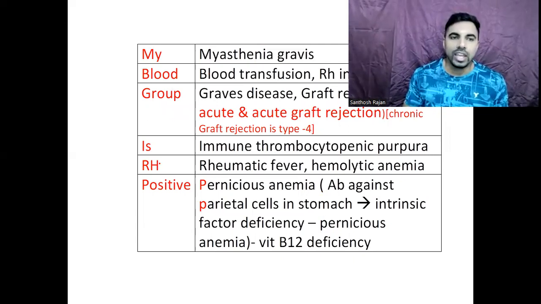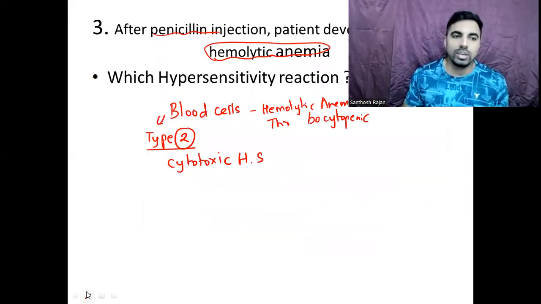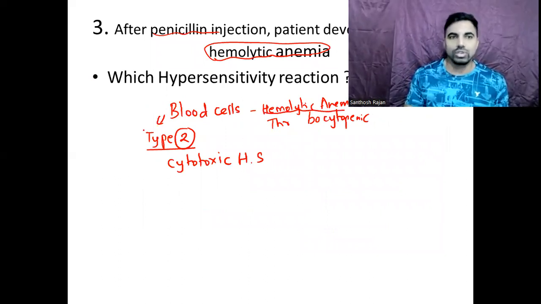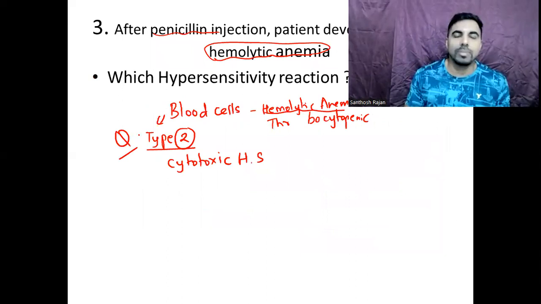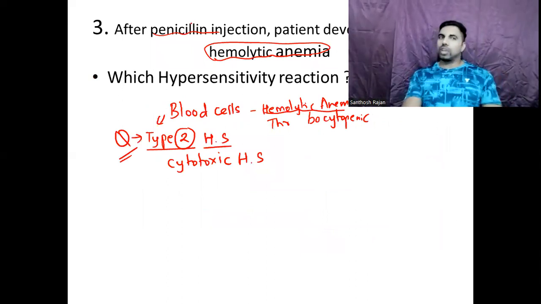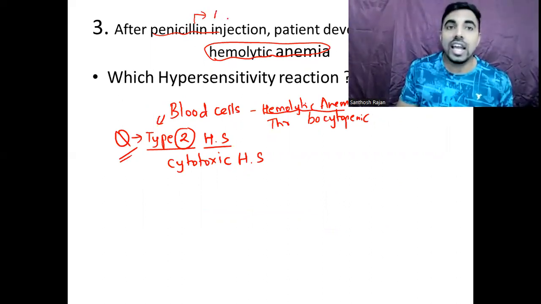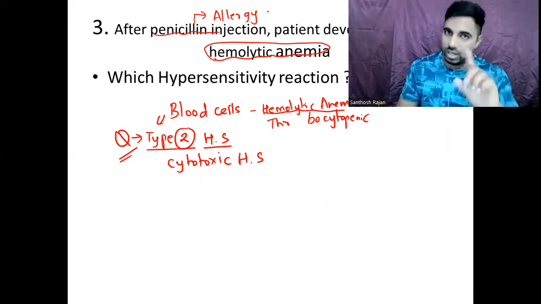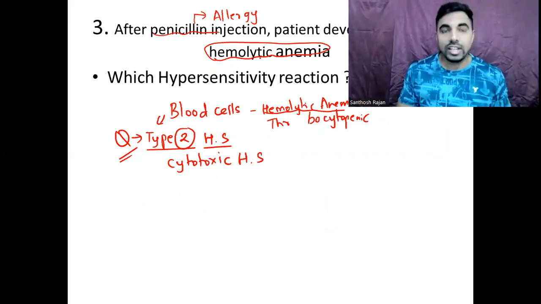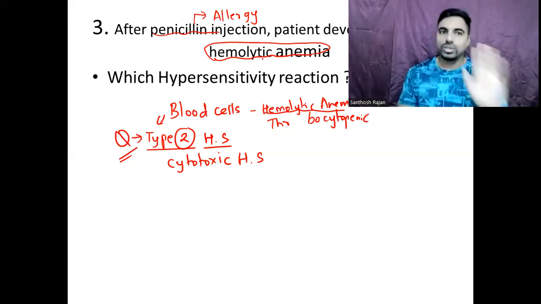If you remember, H for hemolytic anemia. So any hemolytic anemia, not only immune, any hemolytic anemia, that would be your type 2 hypersensitivity reaction. So your answer is type 2 hypersensitivity reaction. Okay. But you might have a little bit of confusion if you give a penicillin injection. If they give a penicillin injection and there was an allergy, a skin allergy, then that would be your type 1. They say allergy. But here they've given directly that the patient got hemolytic anemia. So hemolytic anemia will be type 2 only. Okay.